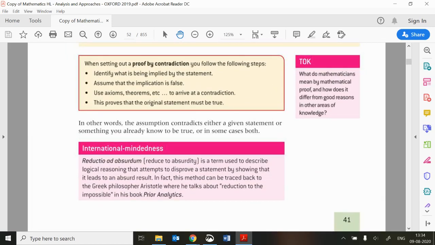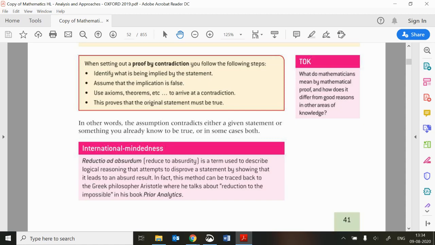So in the box in the book it said, when setting out a proof by contradiction, you follow the following steps. You identify what is being implied by the statement. You assume that the implication is false. You use axioms, theorems, etc., to arrive at a contradiction, and this proves that the original statement must be true.